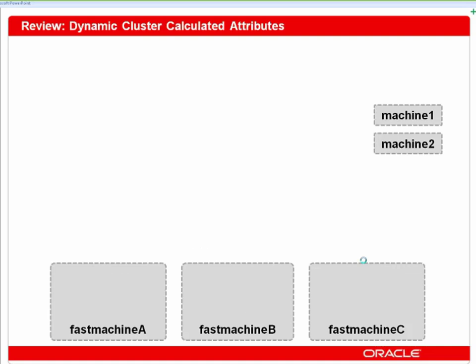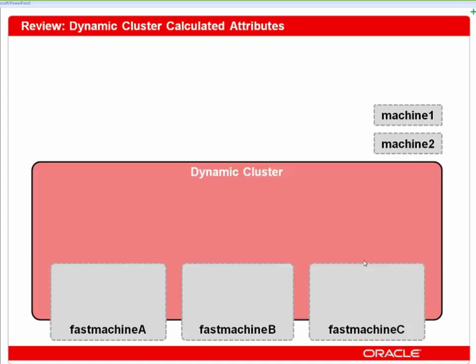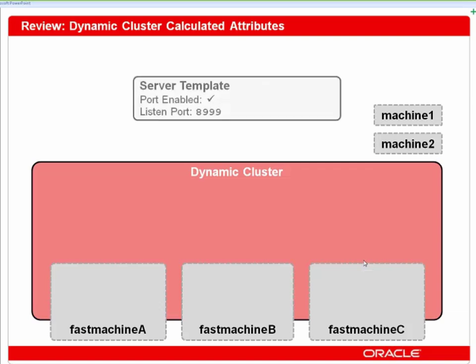Here's an example of a dynamic cluster configuration. You start off with a couple of physical machines. You've got machine 1 and 2, and then you've got 3 machines on the bottom, fast machine A, B, and C. To configure a dynamic cluster that spans the fast machine A, B, and C machines, you configure a template with a listen port starting at 8999, which means the first server's port is going to be 9000 because it increments by 1.